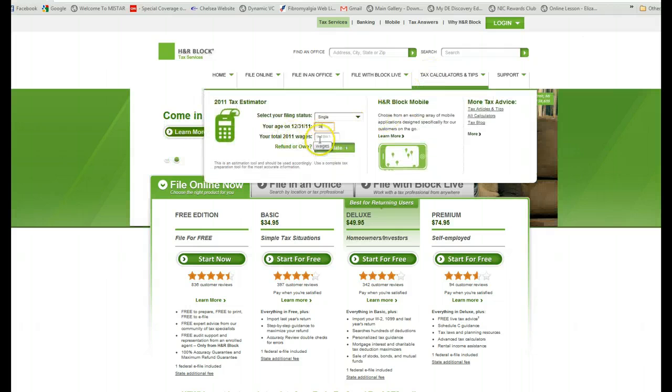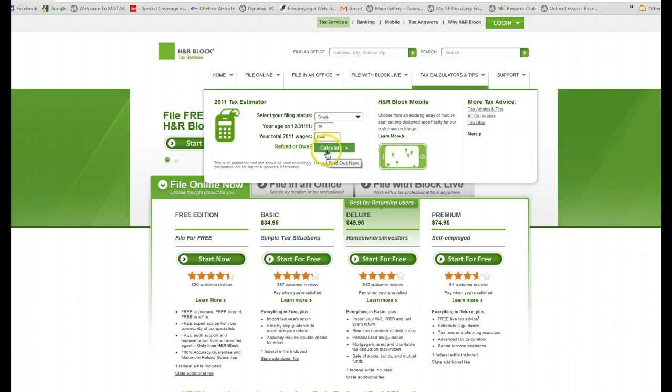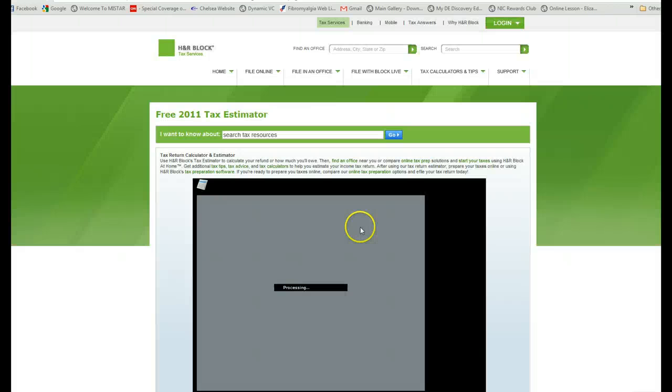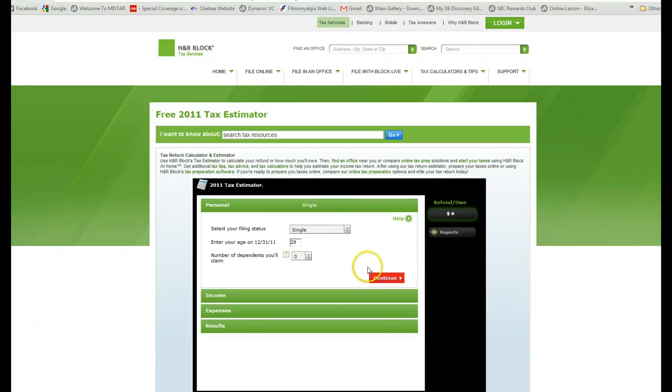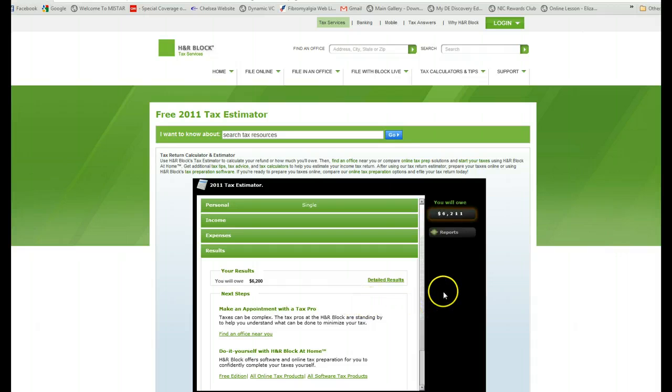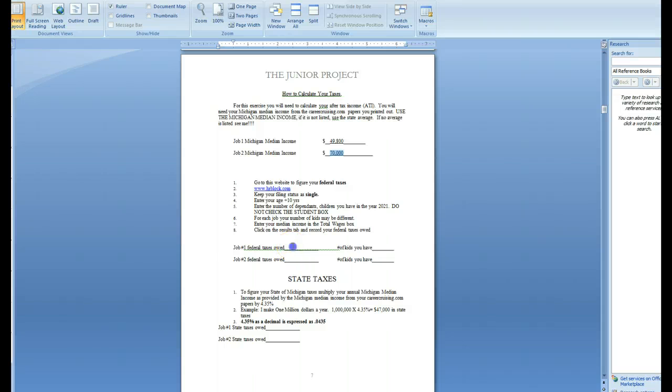Oops, didn't finish. Let me finish. Okay, so my first job was $49,800 for my total wages. So I want to calculate. And this is going to come up. All right, so for my first job, I'm not going to have any children. So I don't have any dependents, so I'm just going to click on results. So the amount I owe in taxes is $6,200. So on your job 1, federal taxes owed, going to write $6,200.